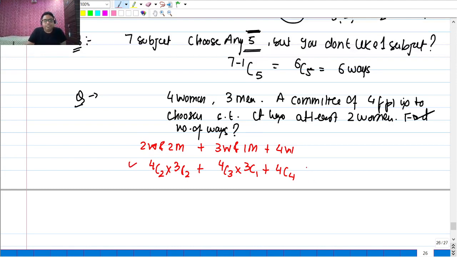So you can actually easily find an answer also. 4 factorial upon 2 factorial 2 factorial, 24 upon 2, 12, 6 into 3 plus 4 into 3 plus 1. So 18 plus 12 plus 1, 31 ways. I think you can easily form an answer, isn't it? Chalo.